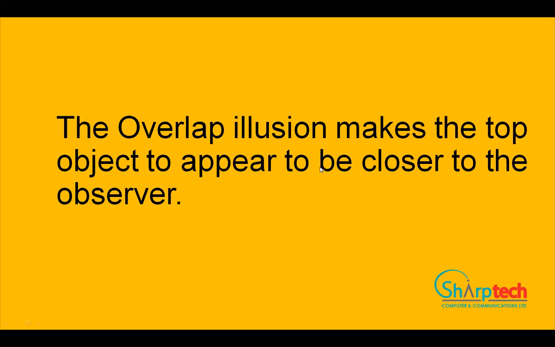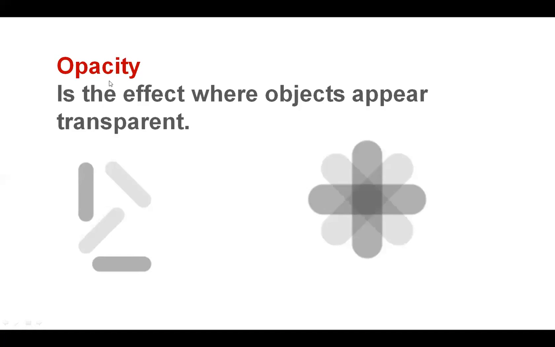So the overlap effect makes the top object appear to be closer to the observer. You have just seen that from that artwork that I showed you, not so? Yes. Okay. Then we have the opacity. Opacity is the effect where objects appear transparent. So you see these different objects. These objects, are we together? Hello?